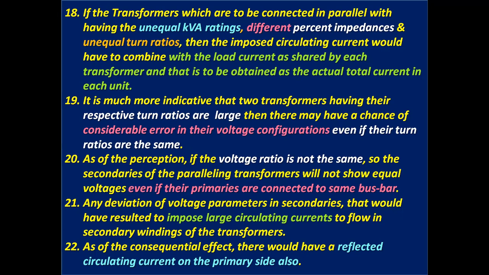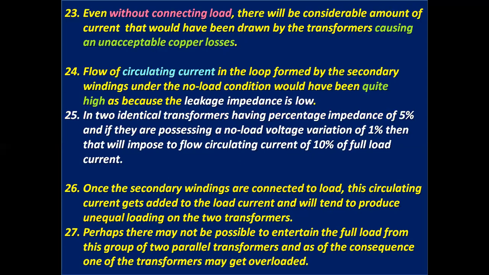Any deviation of voltage parameters in secondaries would impose large circulating currents to flow in the secondary windings of the transformers. Number 22, as a consequential effect, there would be a reflected circulating current on the primary side also. Number 23, even without connecting load, there will be a considerable amount of current drawn by the transformers, causing unacceptable copper losses. Number 24, flow of circulating current in the loop formed by the secondary windings under the no load condition would be quite high, because the leakage impedance is low.